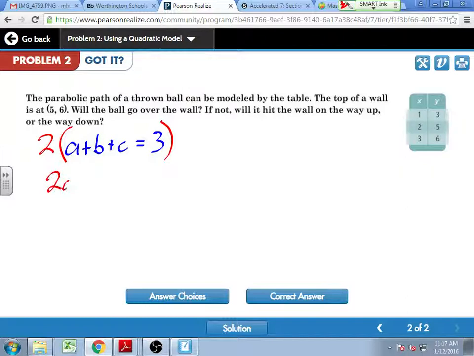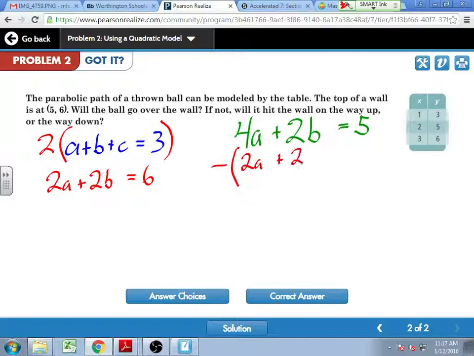So really I get 2A plus 2B. C is 0, so forget about it. Equals 6. That can now be subtracted away from what my second equation was. Was it 4A plus 2B? C is 0, so we don't need to worry about it now. Equals 5. I subtract away everything from over here. 2A, 2B, and 6.